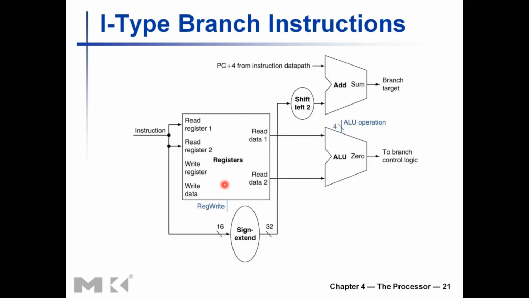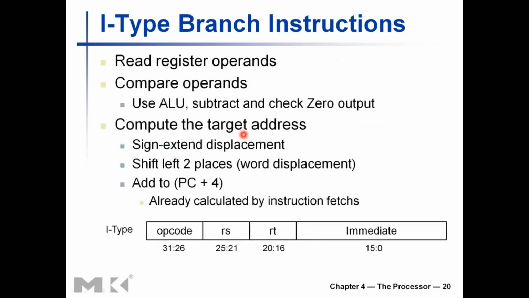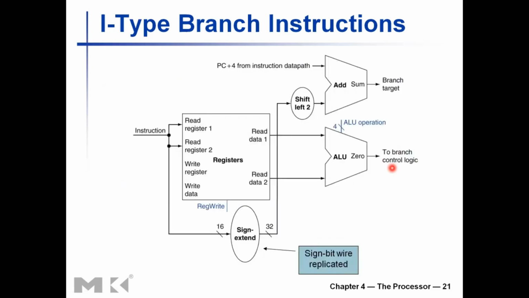So the hardware looks like this. You are reading two registers. Those are the two operands to be subtracted, one from the other. So operand 1, operand 2, that is RT and RS from the previous slide, right? RS and RT are read from the register file and provided into the ALU. ALU operation is always subtract. You are subtracting RT from RS, and we are checking whether you get 0 or not.